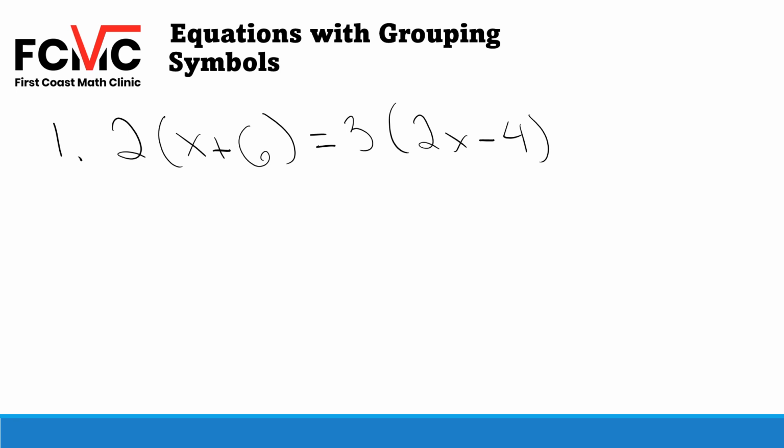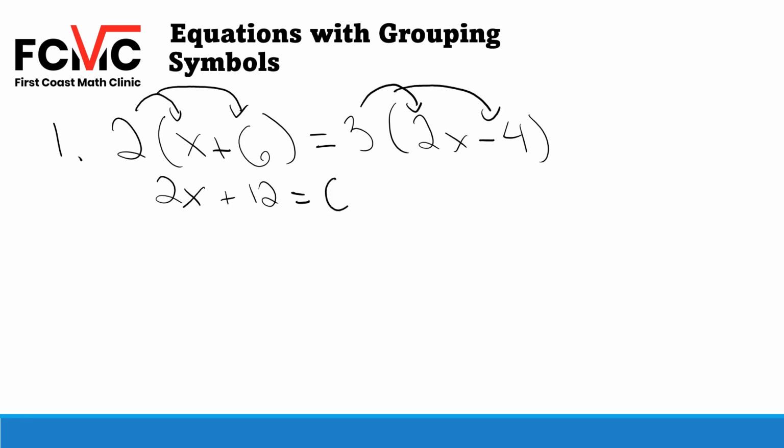So we've got 2 times the quantity x plus 6 equals 3 times the quantity 2x minus 4. So we want to use the distributive property. So let's multiply the 2 in the parentheses. So we'll get 2x plus 12 equals, and distribute the 3 in the parentheses. We'll get 6x minus 12, because we're multiplying a positive times a negative, so it's going to be minus.